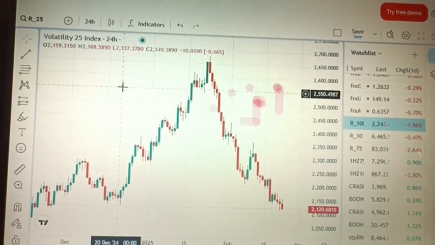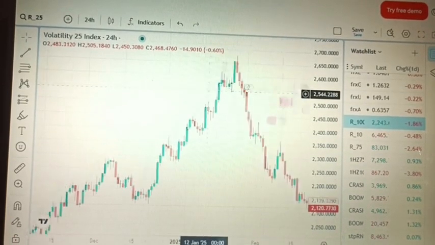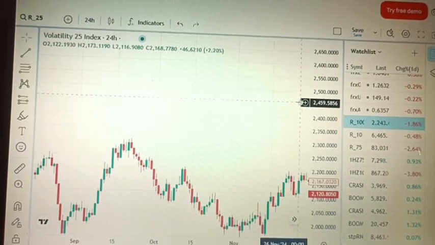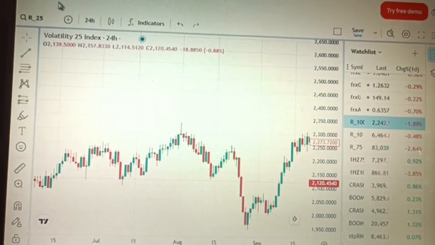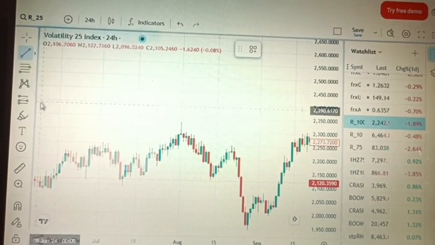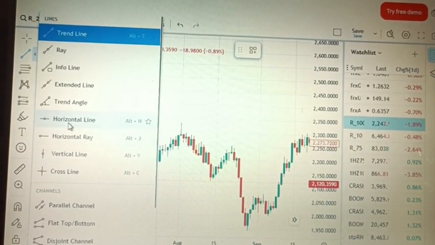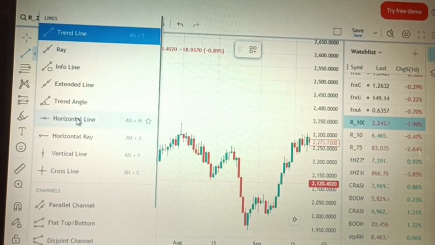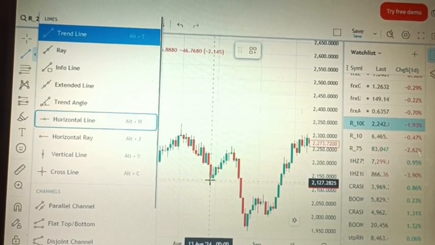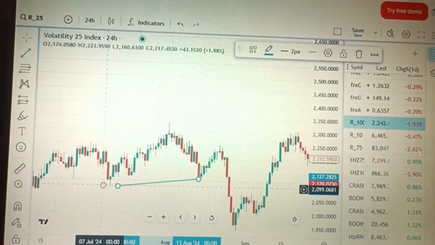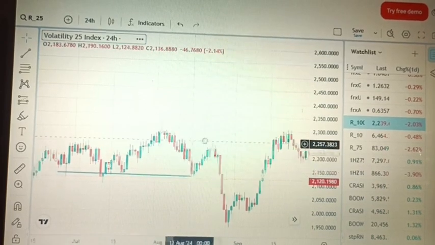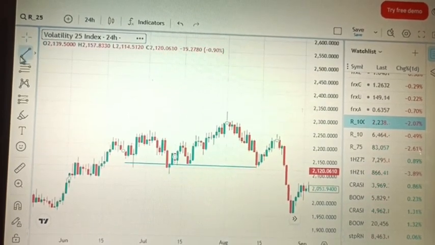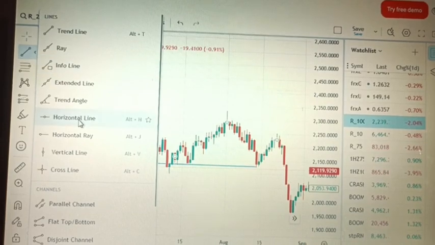So if we go back in time, let me show you sideways. Very simple. You can see it from here. This is sideways. This is sideways.